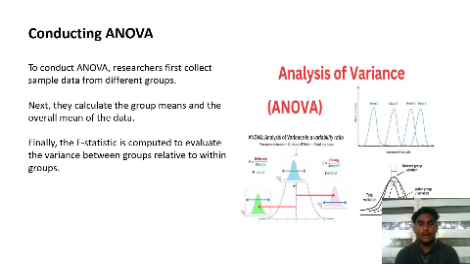Conducting ANOVA. To conduct ANOVA, researchers first collect sample data from different groups. Next, they calculate the group means and the overall mean of the data. Finally, the F statistic is computed to evaluate the variance between groups relative to within groups.